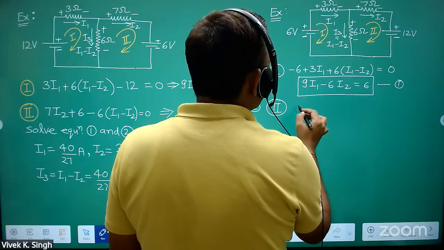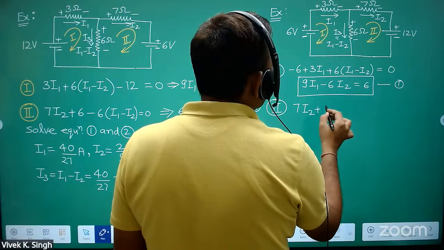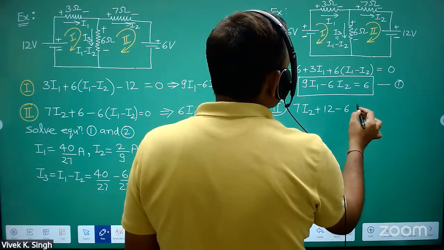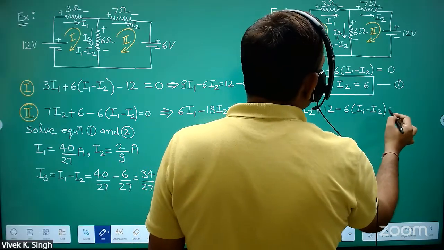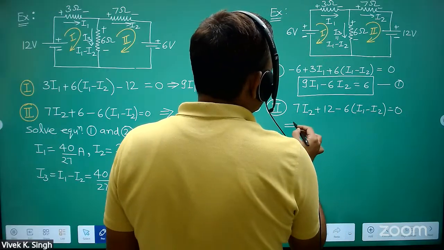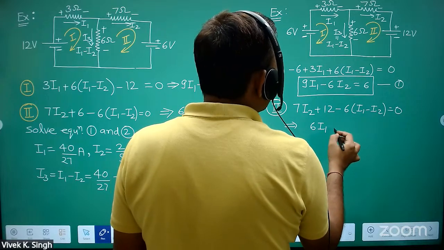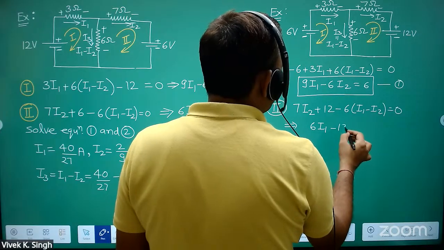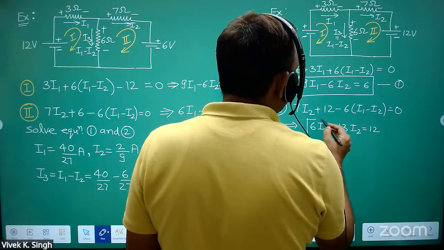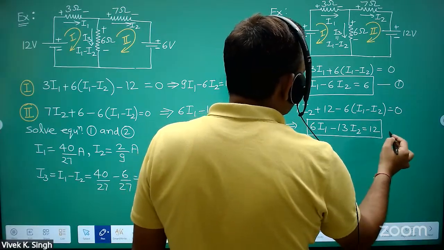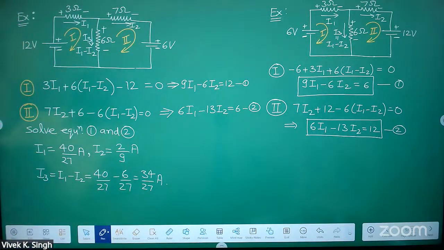Then you have 7 I2 plus 12 minus 6 times I1 minus I2 is 0. So this will give you what? 6 I1 minus 13 I2 is equal to 12. Yes or no? Now solve equation 1 and 2.